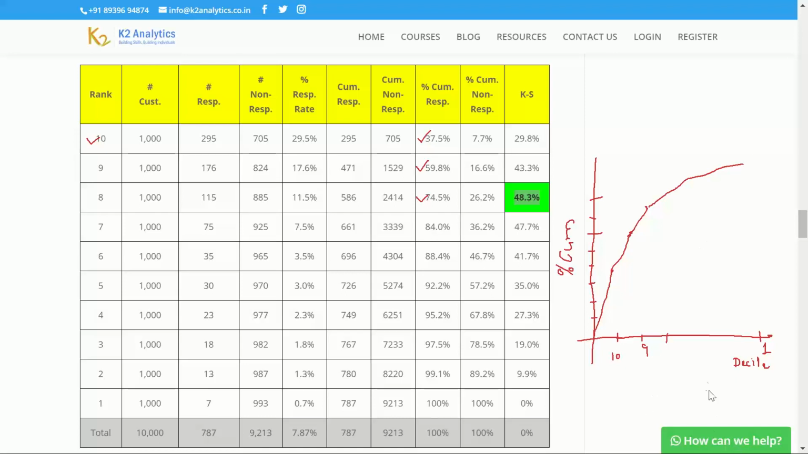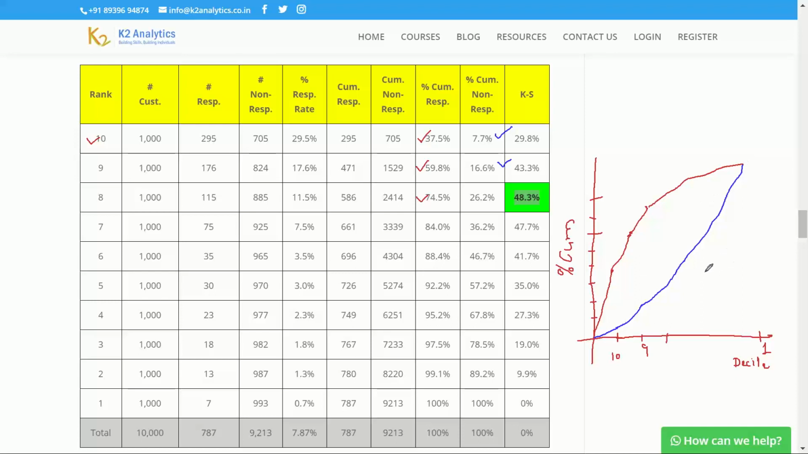Let me change the ink. Probably right click. Pen does not give me options. Pen color, yeah. Blue. Let us now plot non-responders. If I target only decile 10, cumulative non-responders would be 7.5, 7.7. If I target the two deciles, it will go up to 16, something like this. So if I keep plotting this non-responders cumulative, it will keep going like this, something of this sort.